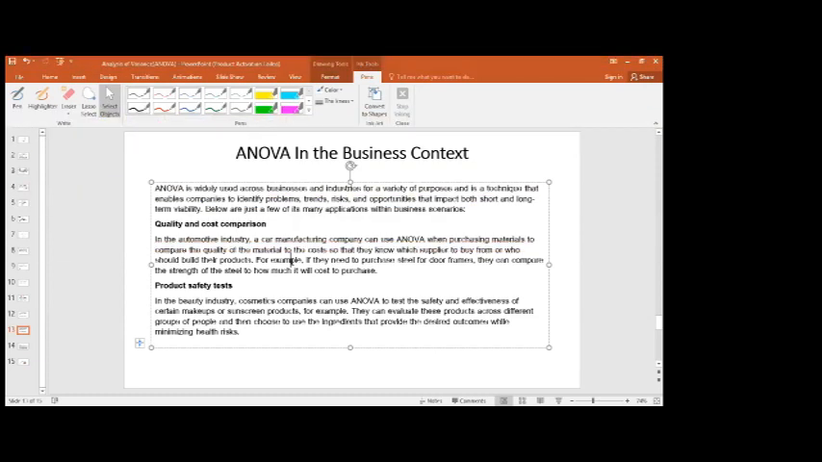Similarly, in the business context, product safety testing. In the beauty industry, cosmetics companies can use ANOVA to test the safety and effectiveness of certain makeup or sunscreen products. For example, they can evaluate these products across different groups of people and then choose to use the ingredients that provide the desired outcomes while minimizing health risk.